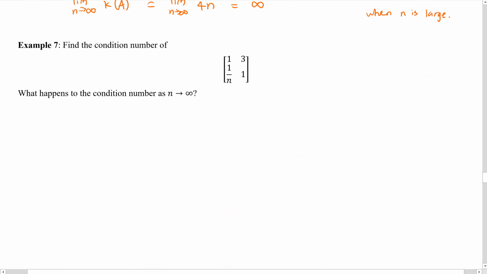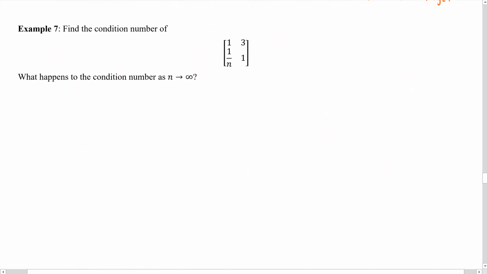Okay, so example 7, I hope you can pause the video here and try to work on this problem first. And then after you're done, you can continue to play the video and check your work. Okay? Are you done? All right, let's see. Okay, so let's say this is A.